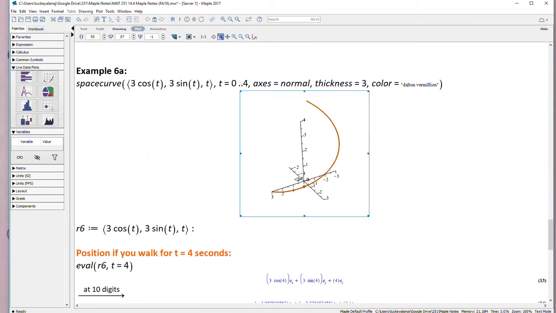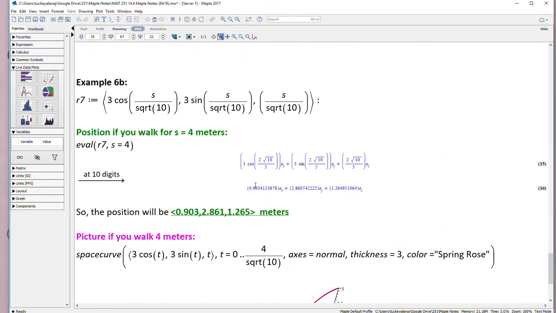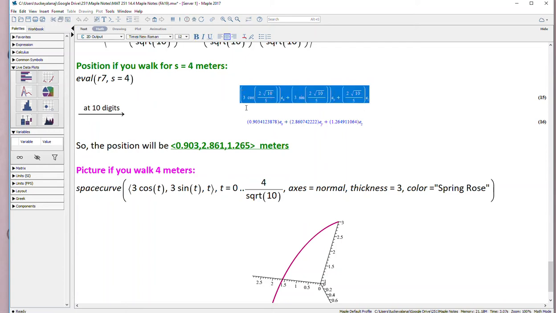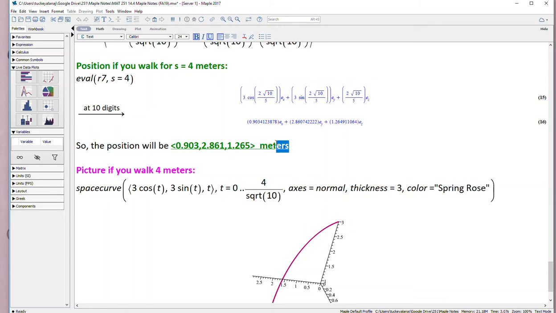So here's the curve you're walking along. Here's the spiral, right? So if you walk 4 meters, I just made Maple find what those values were with the square roots of 10 and so on. Maple actually rationalized, which I don't really care about, but it did. So it's 0.903, 2.861, and 1.265 meters.